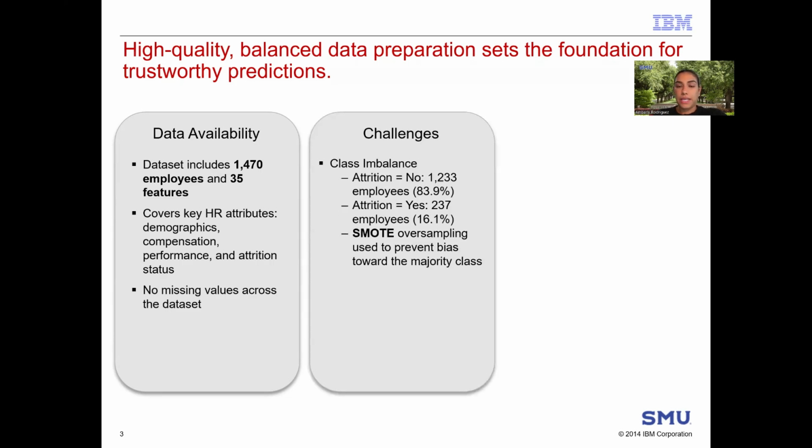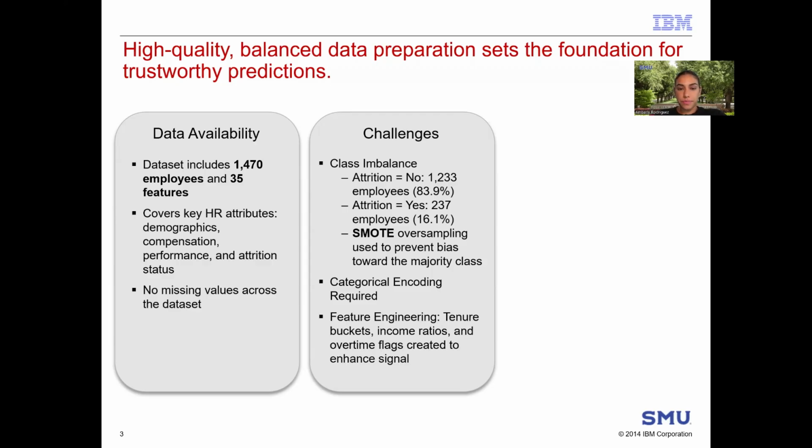Some of the challenges we had was that the majority of the data was attrition equal to no. So to handle this, we used SMOTE oversampling to prevent any bias. We also had 9 categorical features and we one-hot encoded these. And then we did some feature engineering, such as creating tenure buckets or income ratios, things like that.